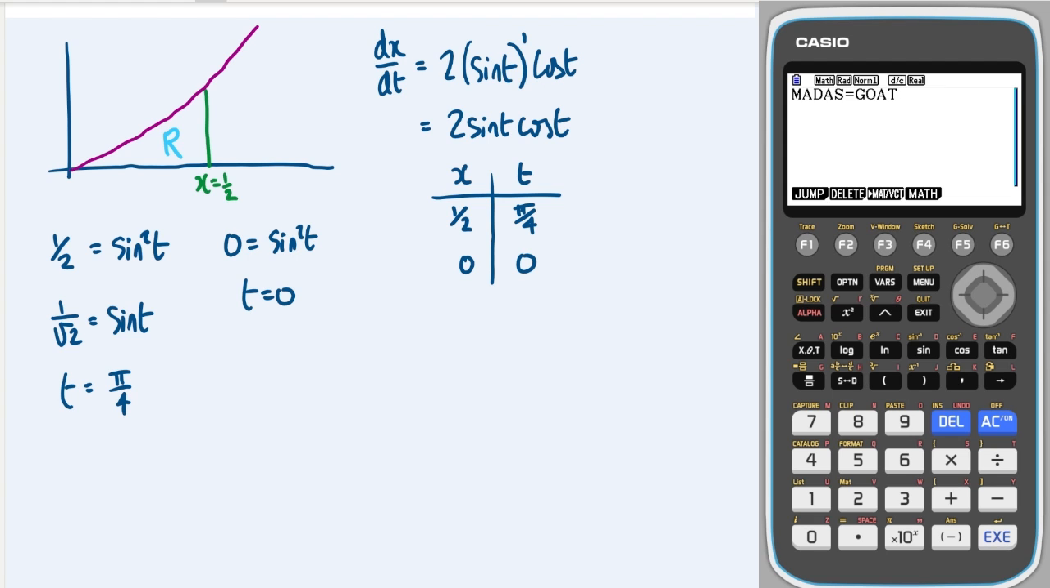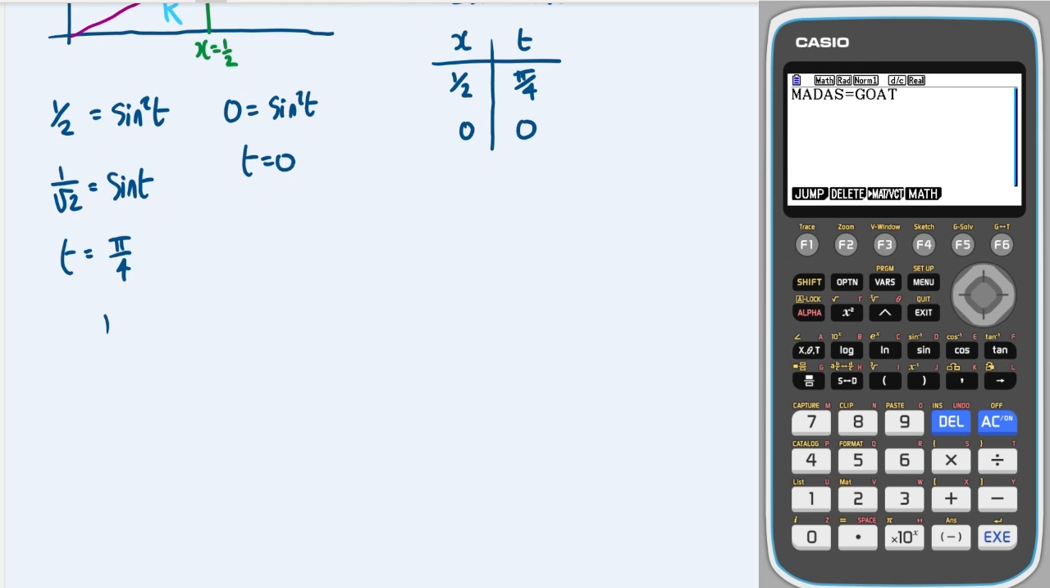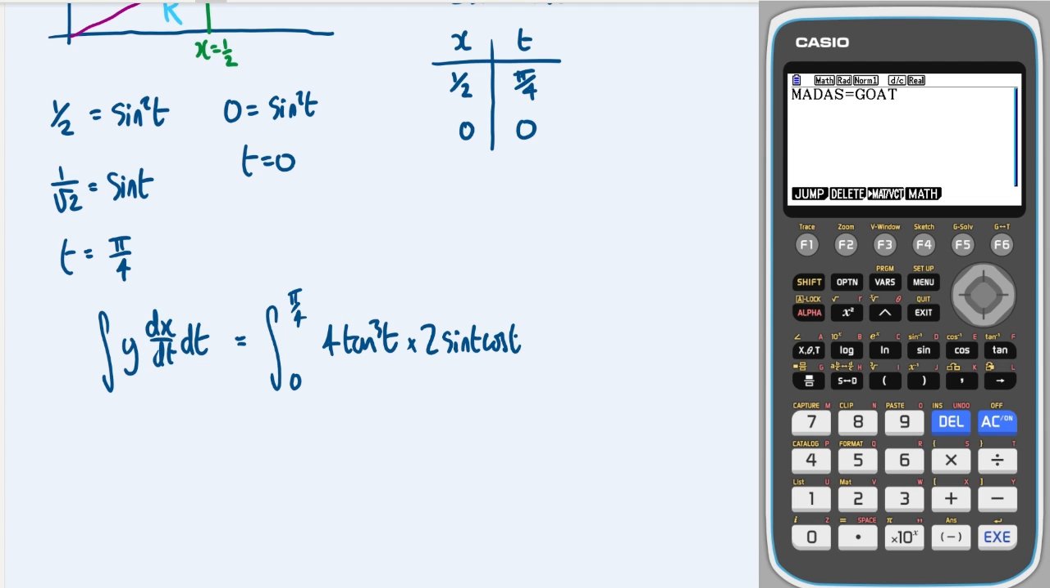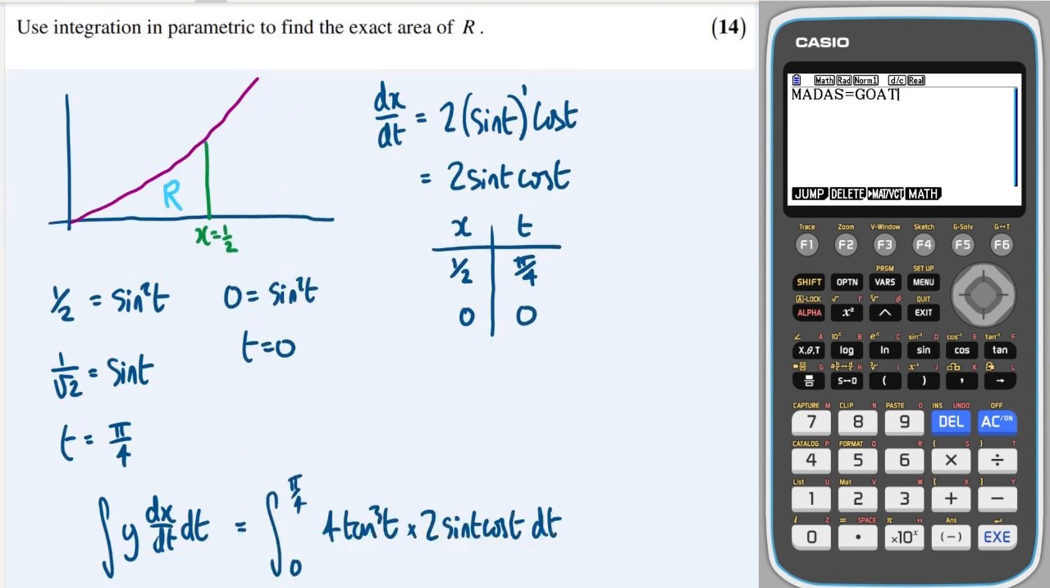Okay, so we're good to set up our integral now. Our integral, if we remember the parametric equation, is y dx by dt dt. So this is going to give us the integral between our new limits of y, which was 4 tan cubed t, times dx by dt, which we said was 2 sine t cos t dt. Let me just double check that is correct. Yes, that is good.